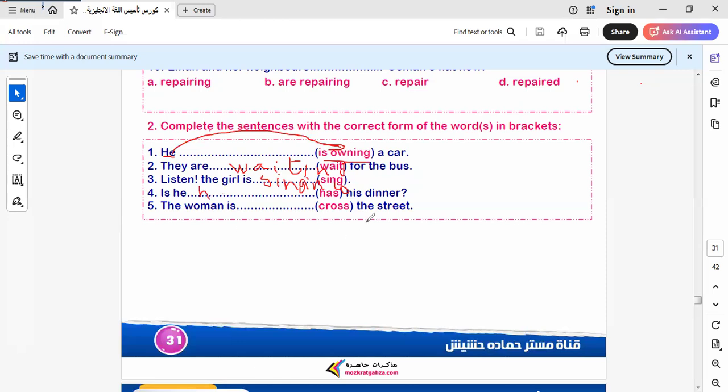Okay, here it will be: is he having his dinner? Is he having his dinner? Why? Because here I return the verb to the stem. The stem of this verb will be have. I can't say having, and I have he is. So I return the verb to the stem to put the verb in ing form. Okay. The woman is crossing the street. Crossing the street. Okay. Let's go to another one.